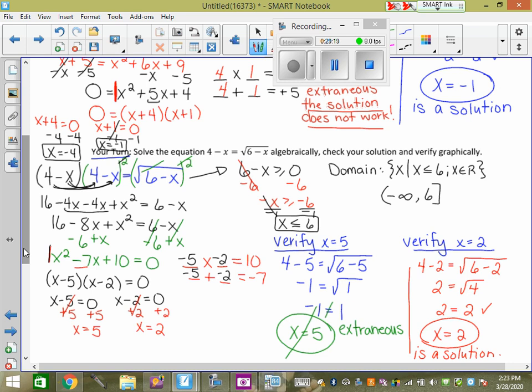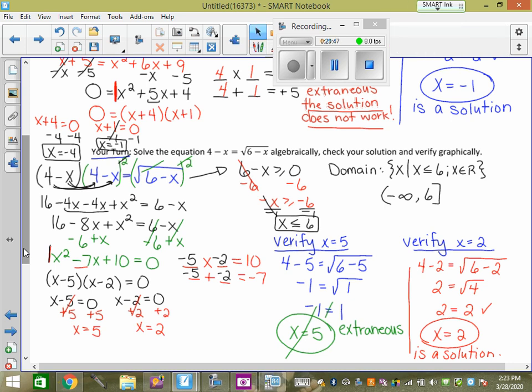Now I want to reiterate for the last time, you can get 2 solutions. Both of them could verify and work. One of them could verify and work, and one of them could not. Or I could plug both in and both don't work. That can happen, okay? There's no saying that one has to work and one doesn't. Both could work, one could work, or none could work. So you always have to check them. Always, always, always.